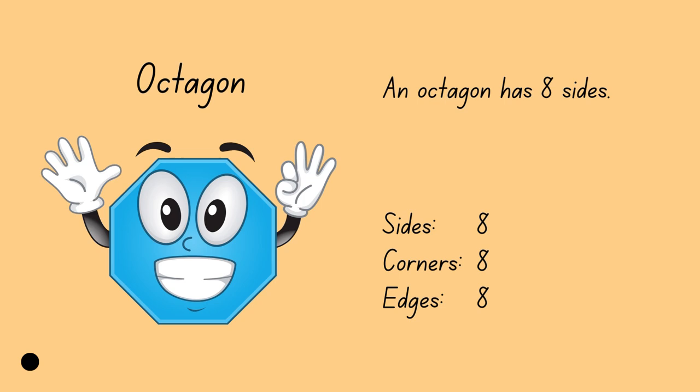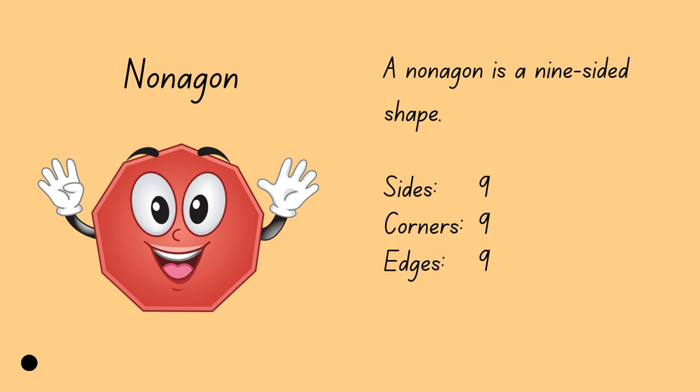Octagon. An octagon has eight sides. It has eight sides, eight corners, eight edges. Octagon has eight sides.